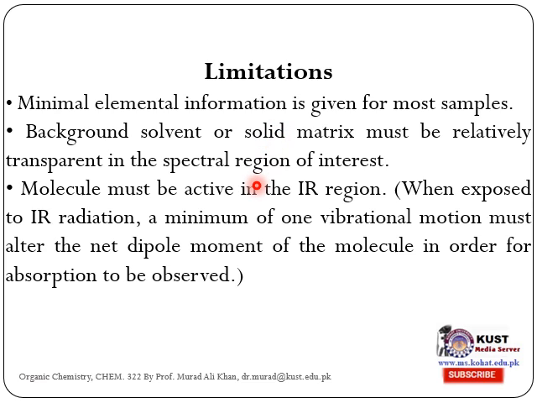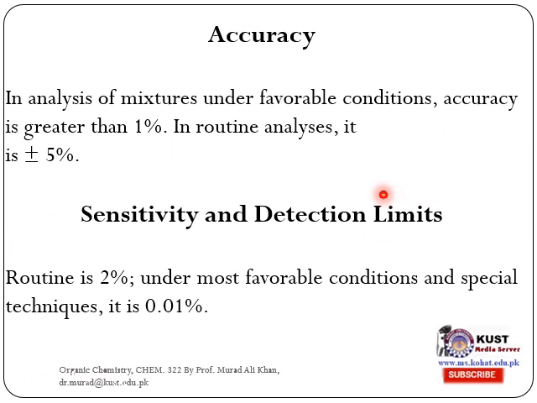As we have already discussed, only the dipolar compounds can absorb the IR radiations. Accuracy: in analysis of mixtures under favorable conditions, accuracy is greater than 1%. In routine analysis, it is plus minus 5%. Sensitivity and detection limits: in routine operation, it is 2%. Under most favorable conditions and special techniques, it is 0.01%. So it is quite a sensitive instrument, but in routine it has nearly 2% sensitivity.